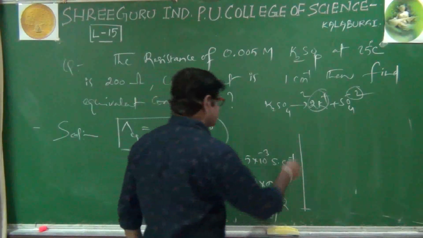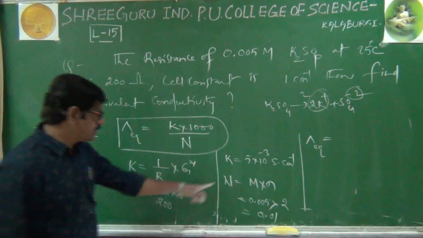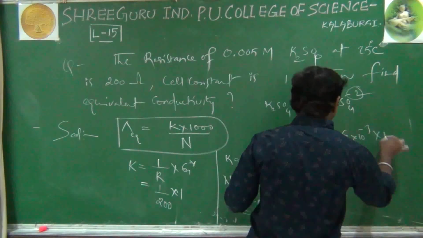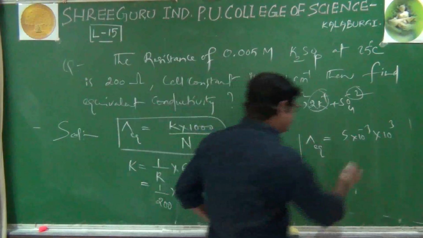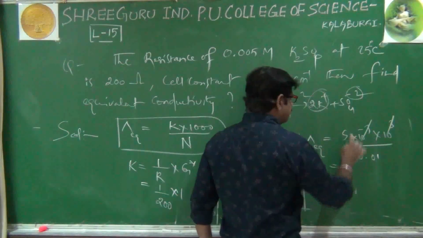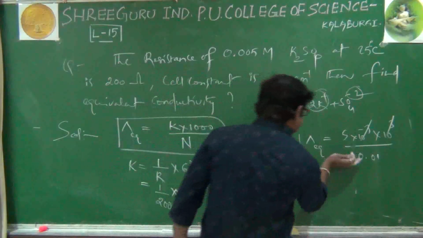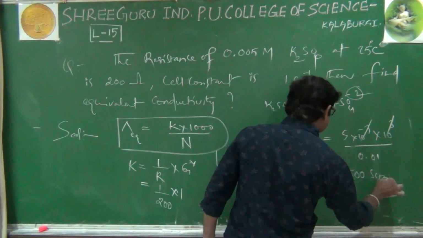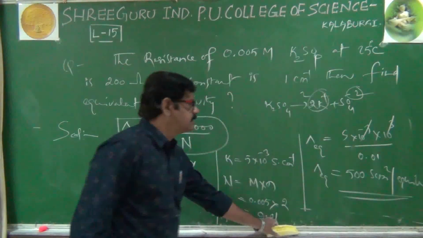Right. Now the final formula: lambda equivalent is equals to K, which we have just calculated as 5 into 10 to the power of minus 3, into 1000. 1000 is nothing but 10 cube, divided by normality 0.01. The 10 to the power of minus 3 plus 3 cancels. 5 by 0.01 is nothing but 500. Your answer is 500 Siemens centimeter square per equivalent. That's it. This is the answer.